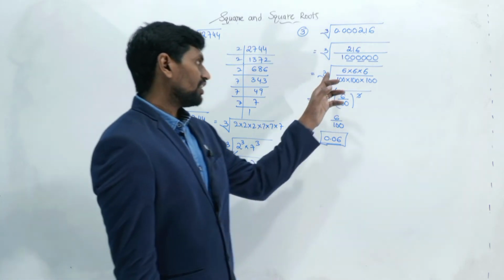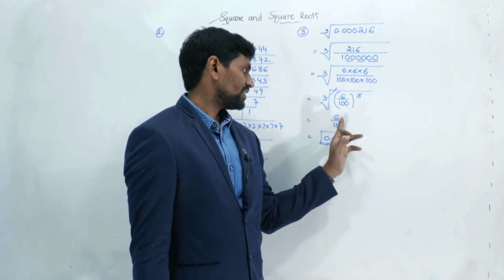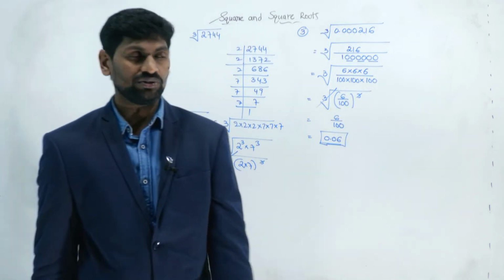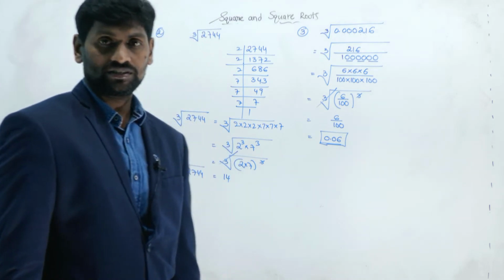Okay, now? From these 3 sixes, one 6 will come. From these 3 hundreds, 100 will come. 6 by 100 value is 0.06. Note it.